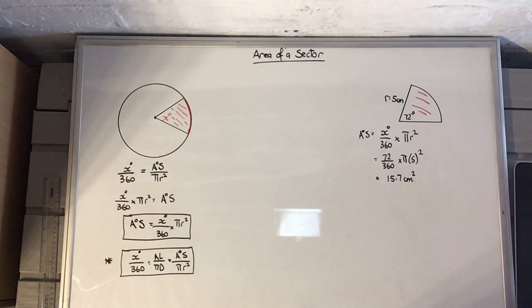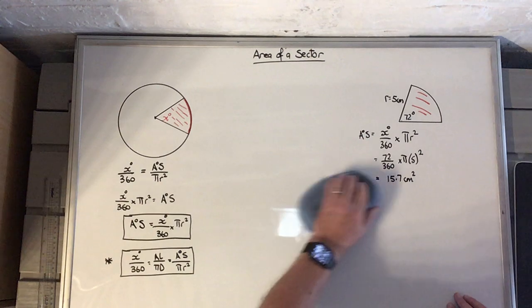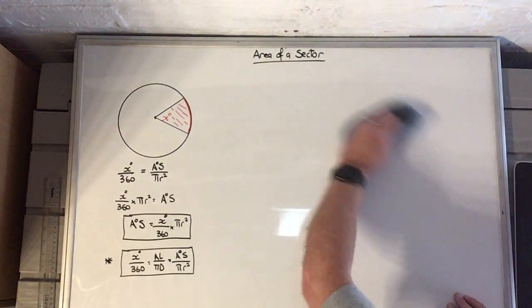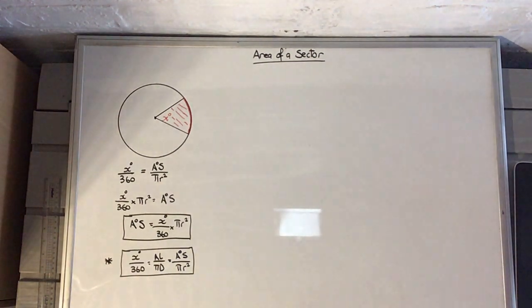Let's see if we can come up with something a wee bit harder than that. For area of the sector, let's try and find one where we have to find the angle. So I'll just rub this one out and make up a question, and we can find the angle at the centre.